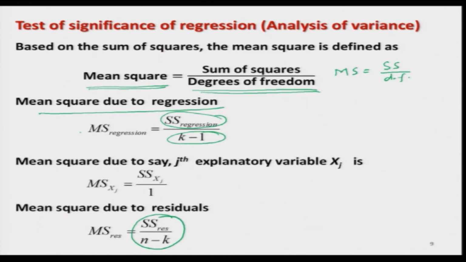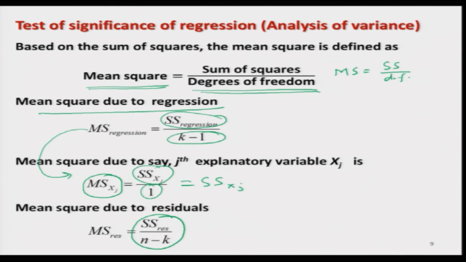And for this mean square due to regression, since the sum of squares due to regression has been further partitioned into individual independent variables, for each individual explanatory variable we can define the corresponding mean square as the mean square due to xj, which is the sum of squares due to xj divided by 1. So, this is essentially the same as the sum of squares due to xj.